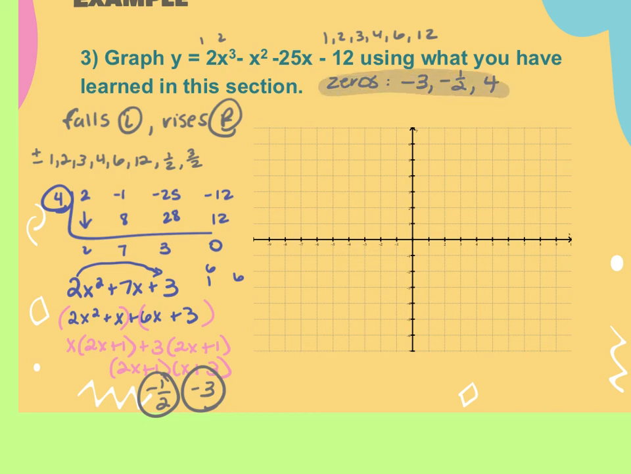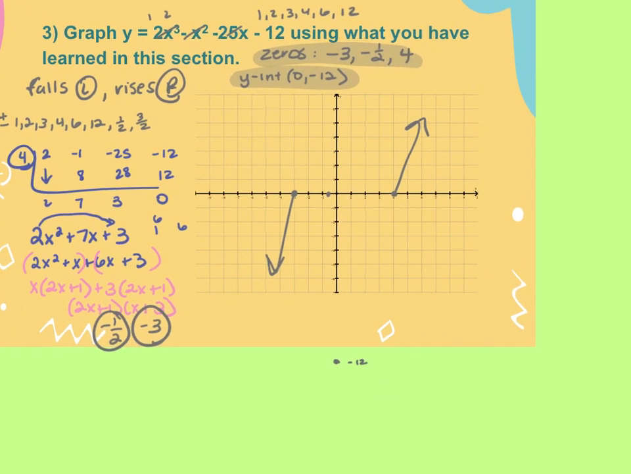The other thing I can find is my y-intercept. If I plug 0 in, I get (0, -12). So now I'm going to plot -3, -1/2, 4, and my y-intercept, which is -12. So it's all the way down here, -12. This arrow points down, this arrow points up, and it crosses through each of these.